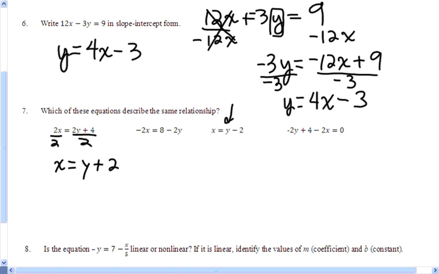So now just look closely. Is this one exactly the same as this one? No, there's a negative. Yep, one's a minus. So those two aren't the same.